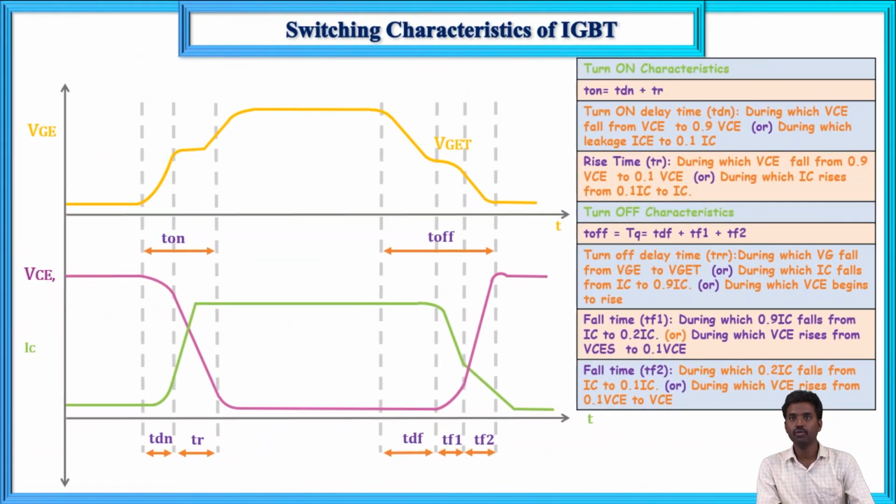Switching characteristics. What about switching characteristics? Here IGBT acts as a switch, so here we have turn on characteristics and turn off characteristics. Switch means turn on and turn off. First, the turn on characteristics: in the turn on, TDN and TR. TDN means turn on delay time, and TR is rise time.